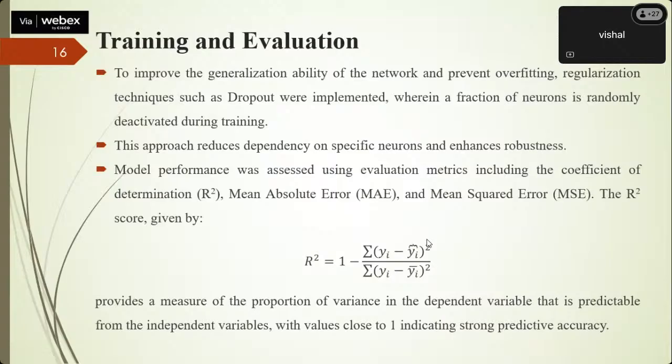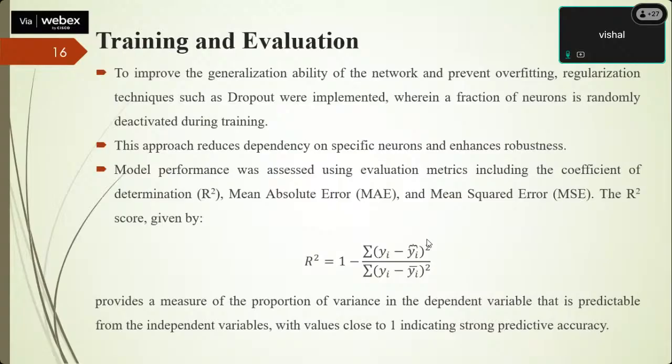Now, after the learning or activation, we need to train our model. The training will take care to improve the generalization ability of the network and prevent overfitting. Regularization techniques such as dropout were implemented, wherein a fraction of neurons is randomly deactivated during the training.